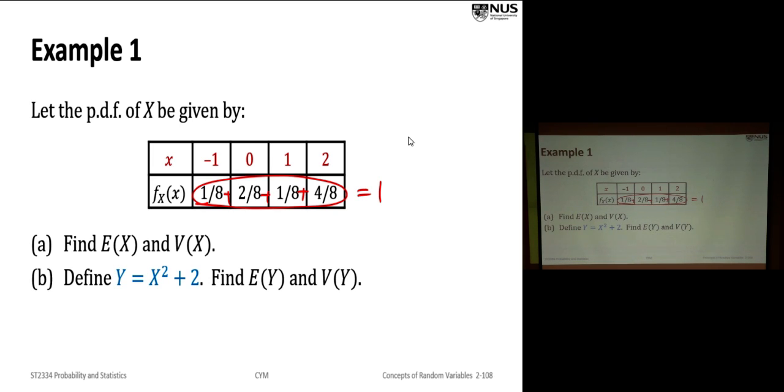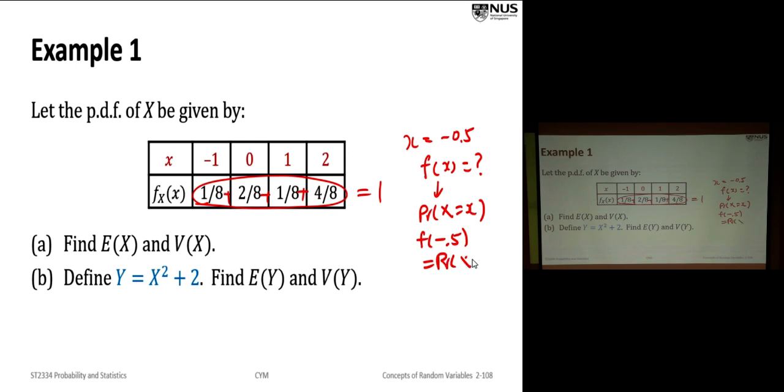So what happens if x equals -0.5? What is f of x then? Since it's not given here, f of -0.5 is equal to 0. Remember, for the discrete case, this probability function means the probability that the random variable x takes the value x. So if we are asked for this, it is the same as the probability of x equal to -0.5, which is not in our table, so the probability is 0.